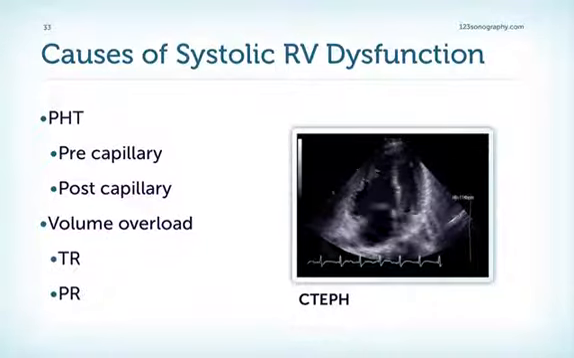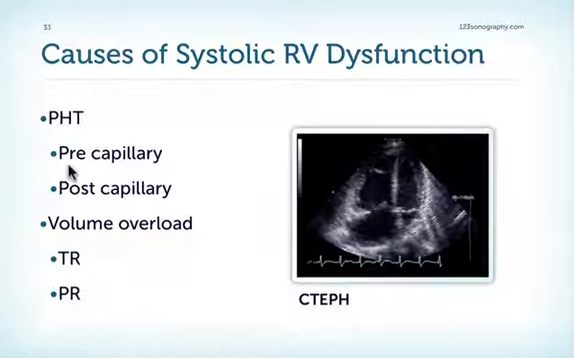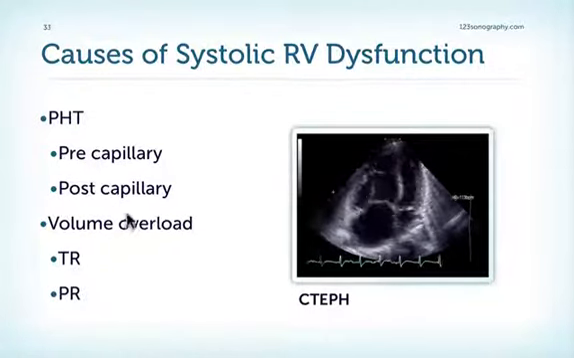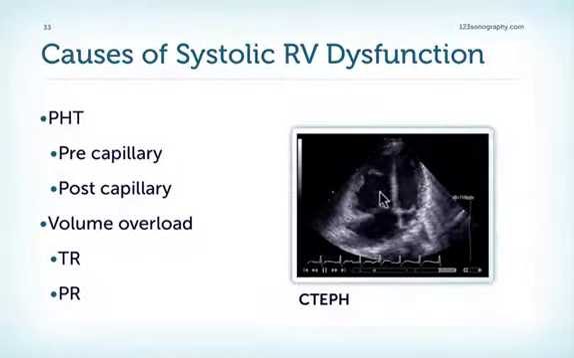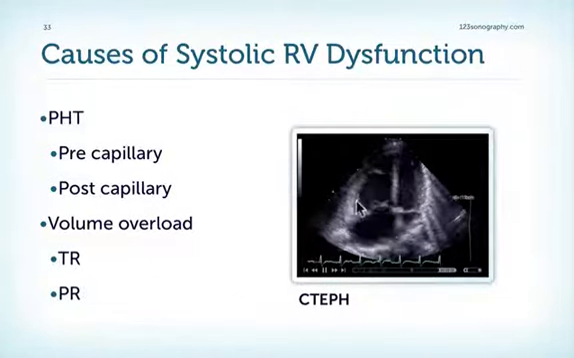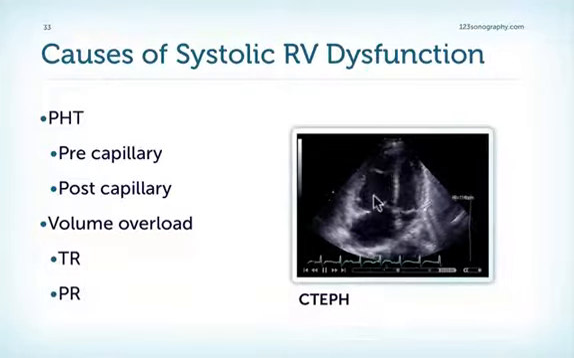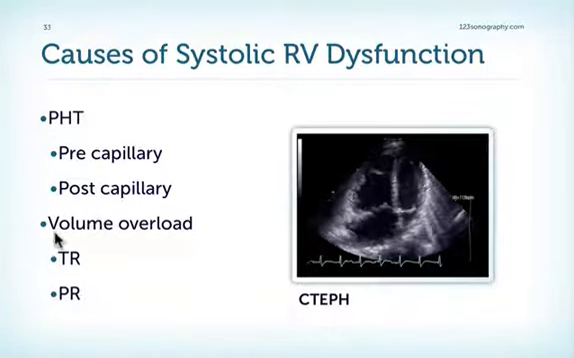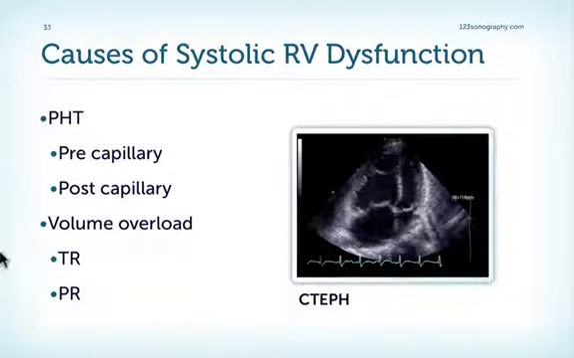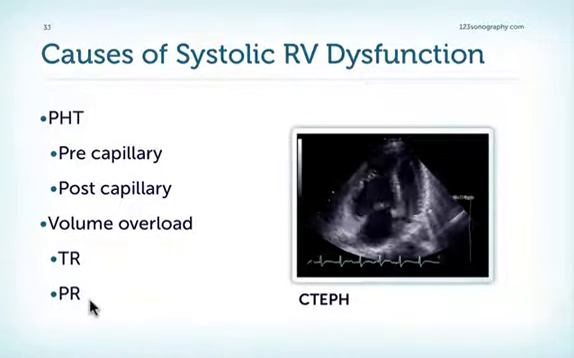So here are the causes of systolic right ventricular dysfunction. Pulmonary hypertension, no matter if it's precapillary or postcapillary. Here this is an example of a patient who has precapillary severe pulmonary hypertension with right ventricular hypertrophy and a reduction in right ventricular function. I believe you can see that visually very nicely already. Patients who have volume overload, in the end stage of volume overload, as in tricuspid regurgitation or pulmonary regurgitation.